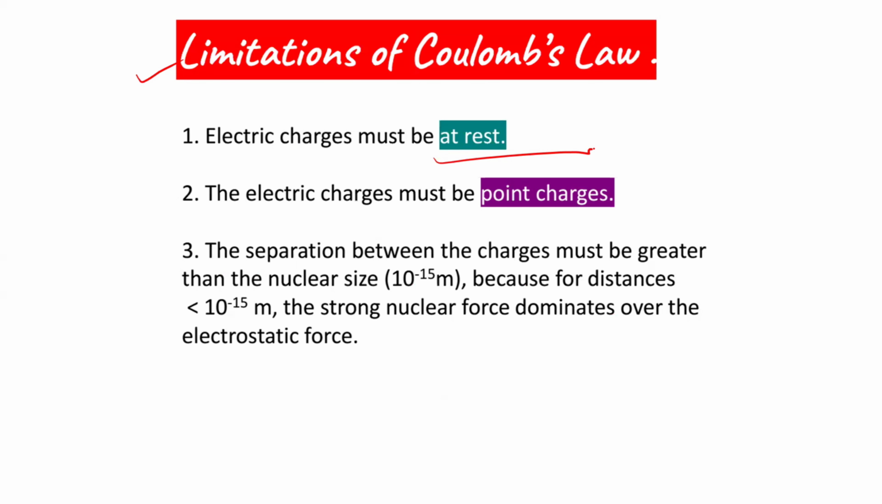Electric charges must be at rest. Second, the electric charges must be point charges. And third important point, the separation between the charges must be greater than the nuclear size, that is 10 to the minus 15 meter, because for distances less than 10 to the minus 15 meter, the strong nuclear force dominates over the electrostatic force. So these are three different limitations concerning Coulomb's law.